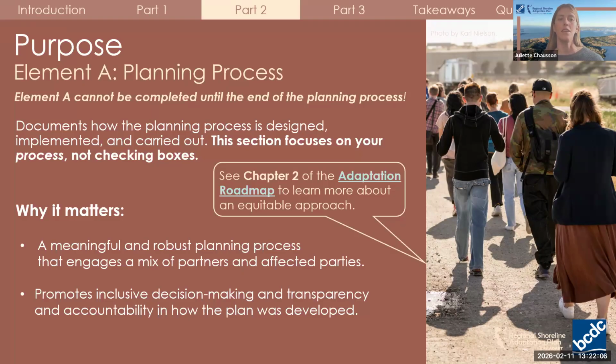So it's important to note that Element A can't be completed until the end of your planning process because it reflects everything that happened along the way.